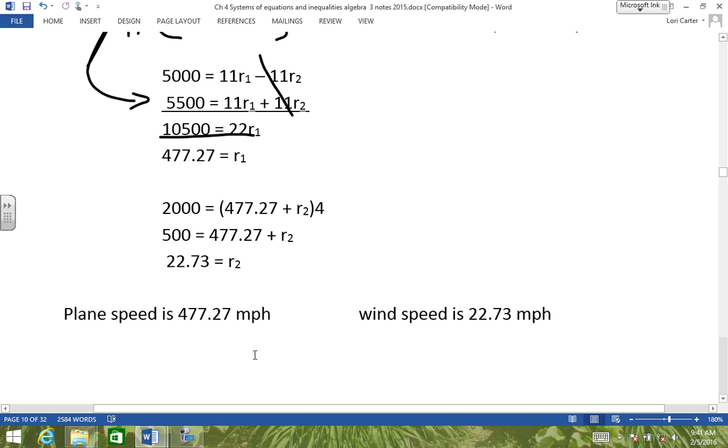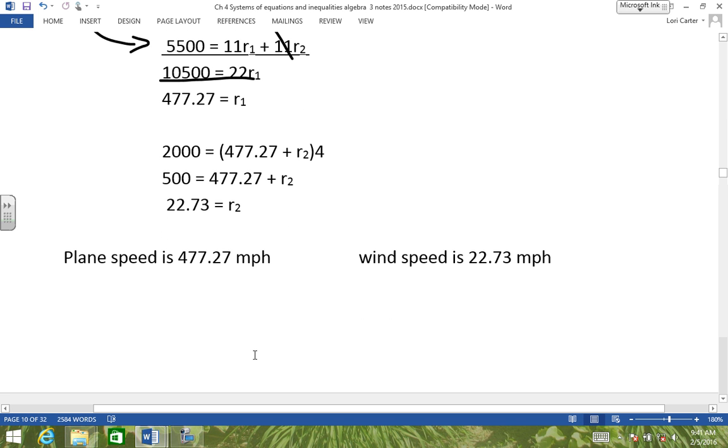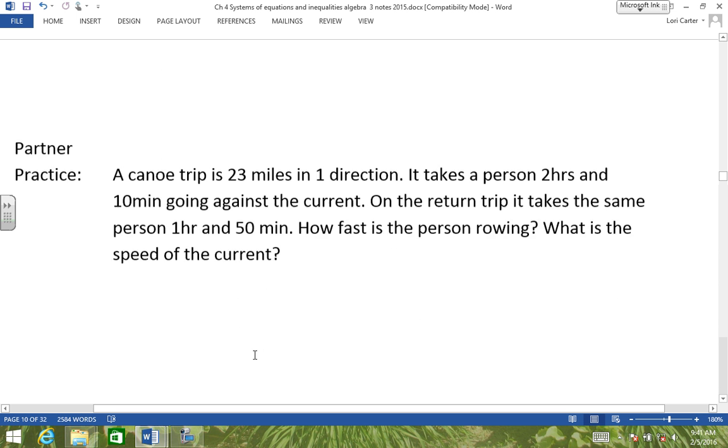Okay, take this guy. I plugged it in. Solve, distribute, and that's your wind is 22 miles per hour. Your turn.